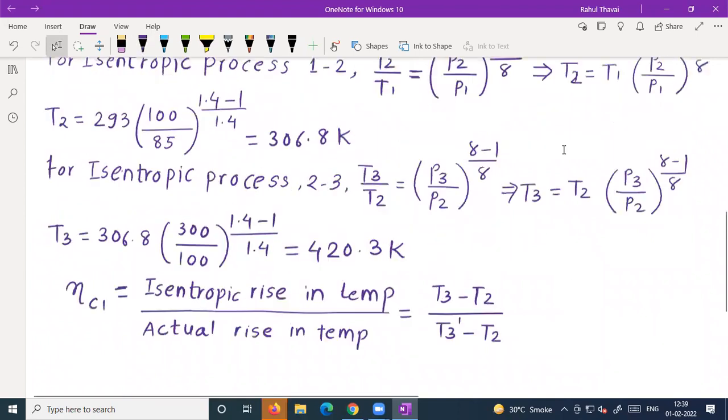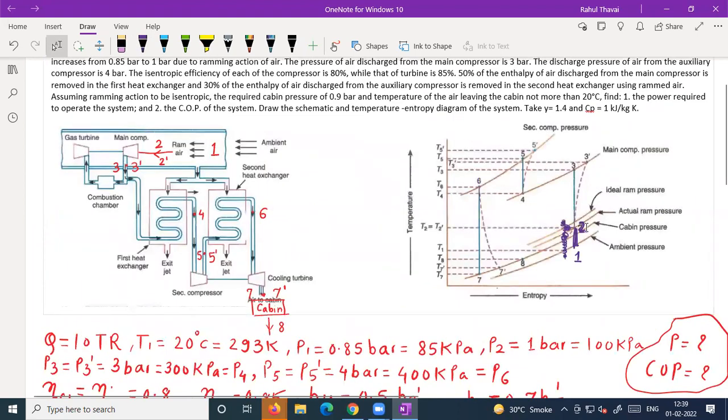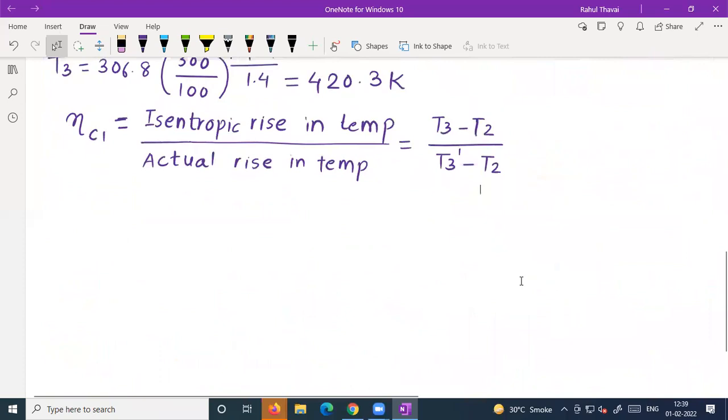Because see what happens in a compressor, as I told you, the compressor in actual condition requires more power than in ideal condition. So actually it requires 2 to 3 dash, that is more. But ideally it requires 2 to 3, that is lesser. That's why 2 to 3 dash is longer as compared to 2 to 3. So now see, this is in terms of temperature.